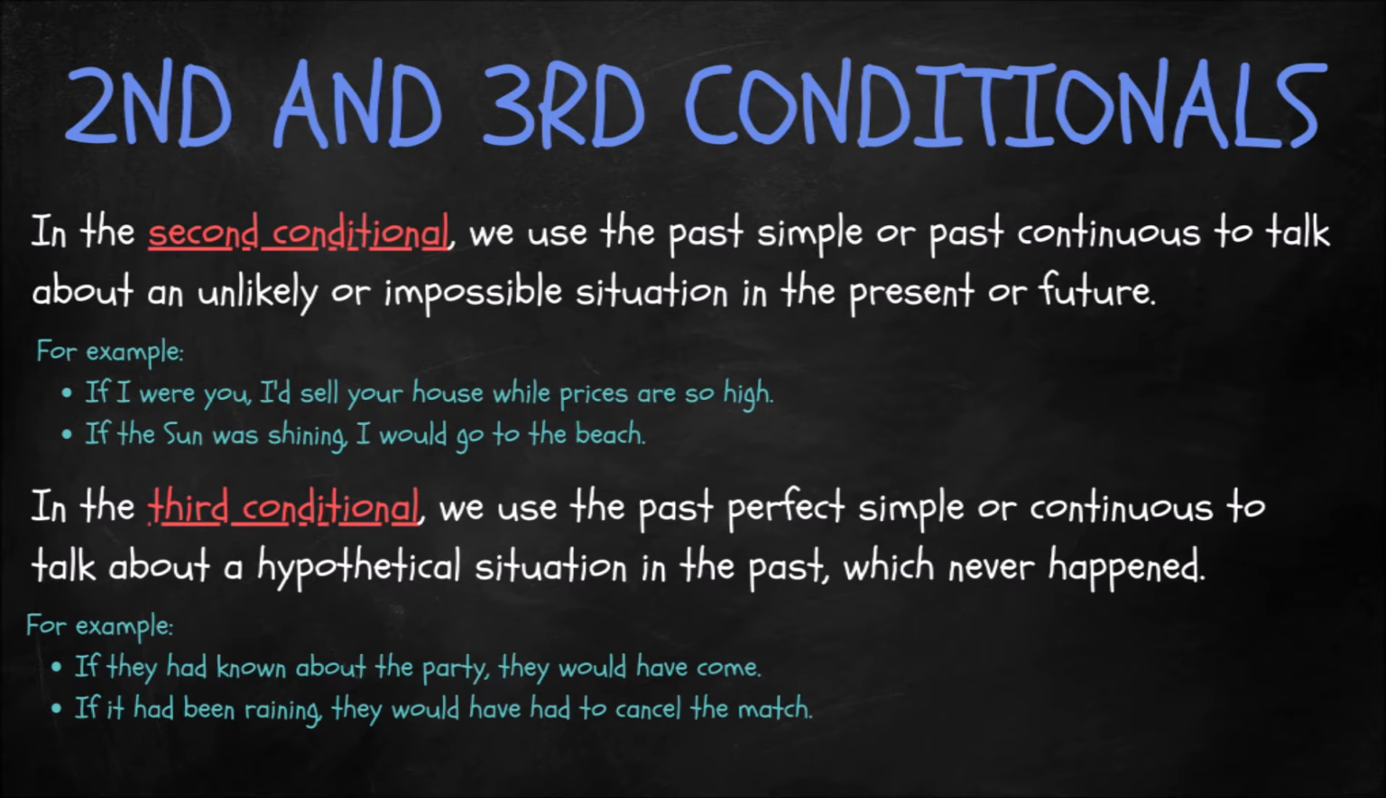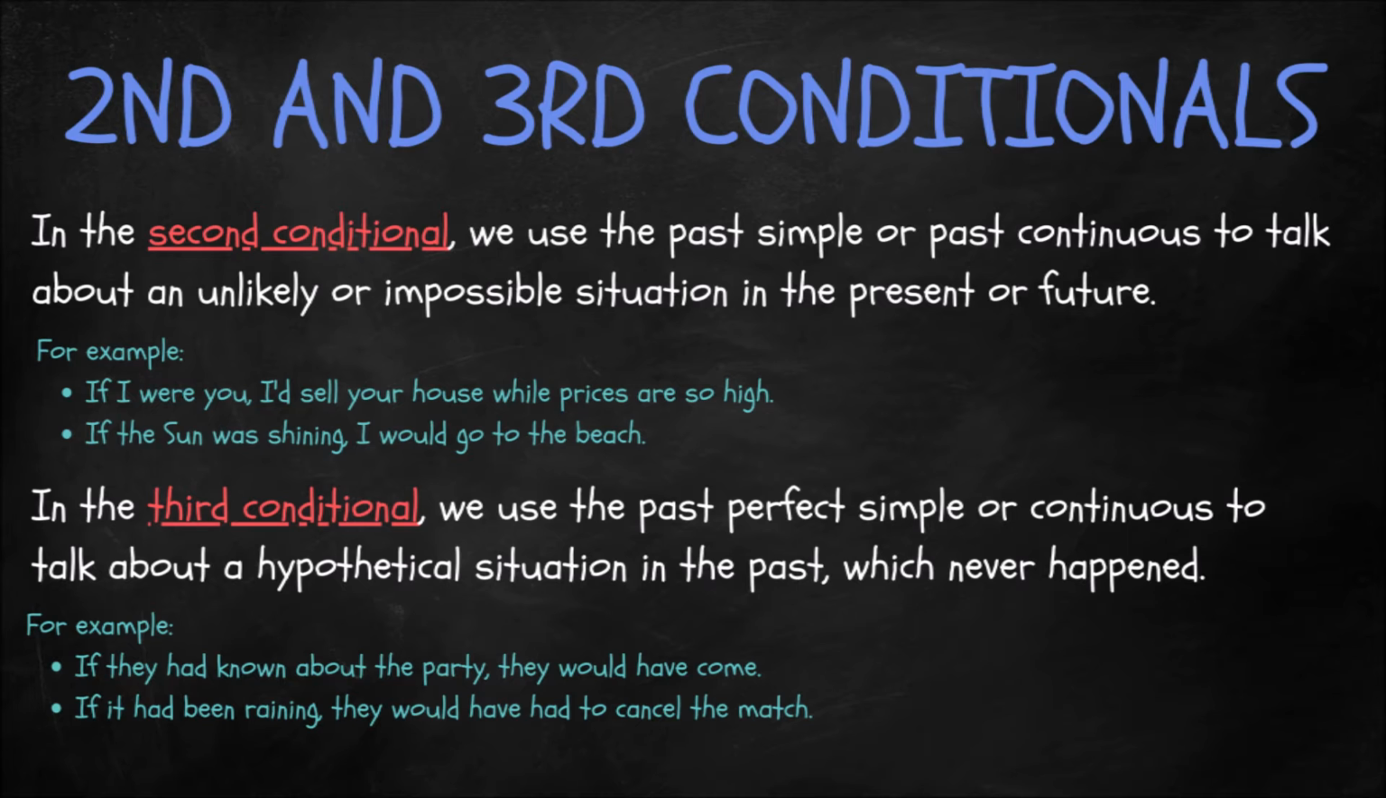For example, if I was rich, I would buy a big house. But in this expression, if I were you, it's kind of become fixed like that. And I would recommend that you use if I were you instead of if I was you. It would just sound a little bit more natural with were. And our second example is if the sun was shining, I would go to the beach. So in this situation, the reality is the sun is not shining. It's a cloudy day in reality. But in my dream, in my parallel universe, if the sun was shining, I would go to the beach.